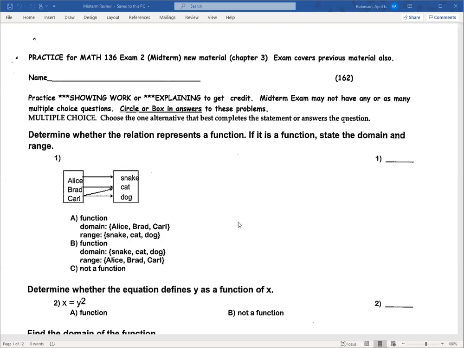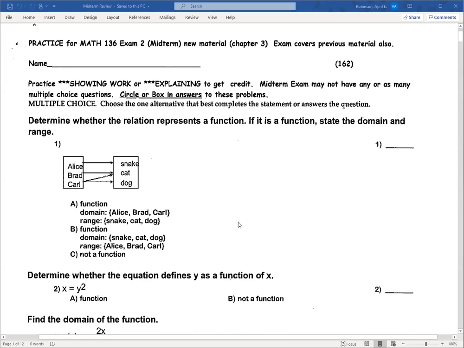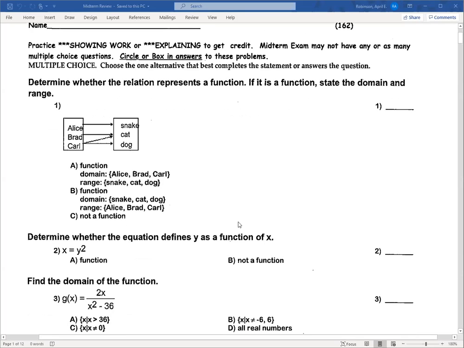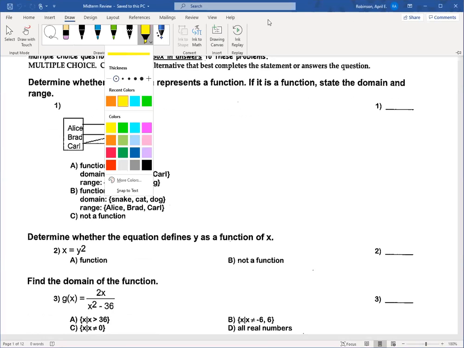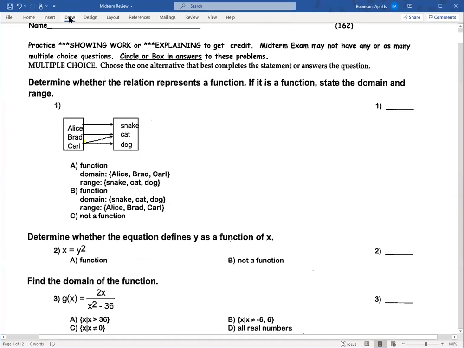So let's see how far I can get with this. And let's see, determine whether the relation represents a function. And if it is a function, state the domain and the range. I'm looking at, they gave me a drawing on this one, and I can see that these are your X's, that's your domain, right? Those are your inputs. And where the arrows are pointing is your outputs. So I just label them X and Y instead of input and output. X is domain, range is Y.